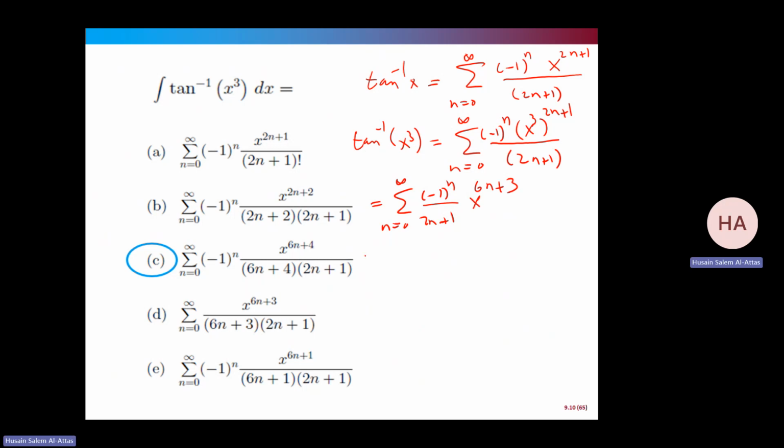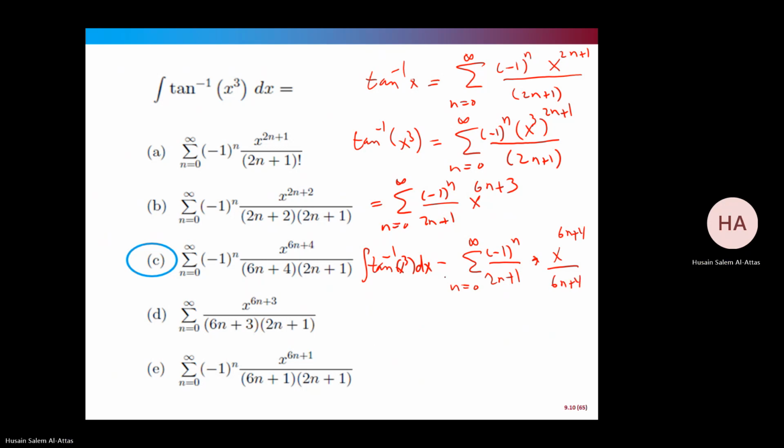Now we need the integral of this: the integral of tan inverse x cubed dx. So let's integrate this. I'm getting minus 1 to the power n over 2n plus 1, over 2n plus 1, times x to the power, I add 1 and then divide by that. So this will be my answer, which is exactly this one. That's it.